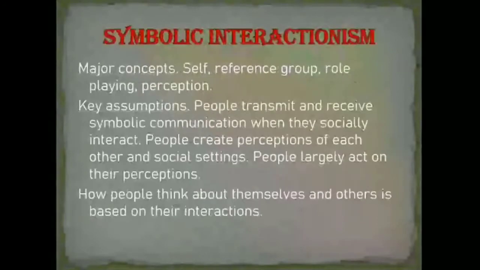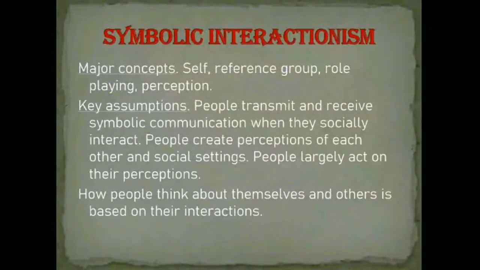Symbolic interactionism. Major concepts: self, reference group, role-playing, perception. Key assumption: people transmit and receive symbolic communication when they socially interact. People create perceptions of each other and social settings. People largely act on their perceptions. How people think about themselves and others is based on their interactions.